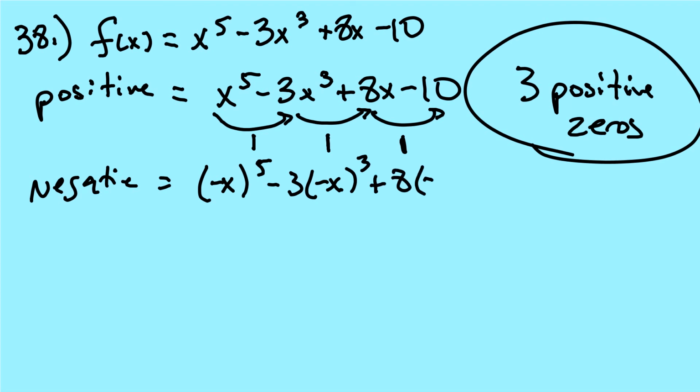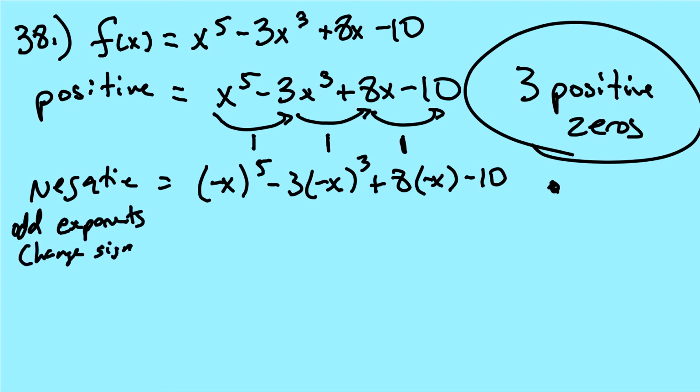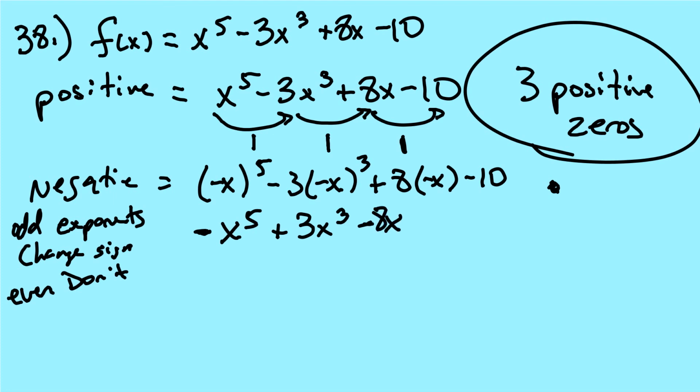And the key is you have to remember: odd exponents change sign, even don't. So negative x to the fifth turns to minus x to the fifth. Minus 3x cubed changes to plus 3x cubed. Plus 8x turns to minus 8x, minus 10.